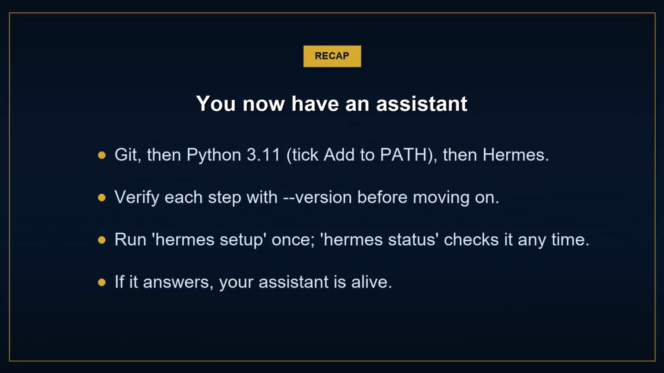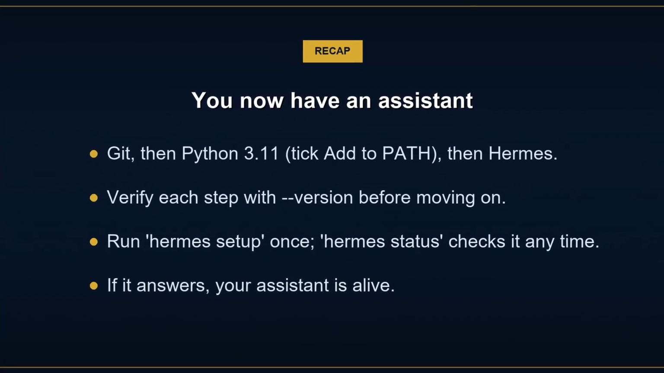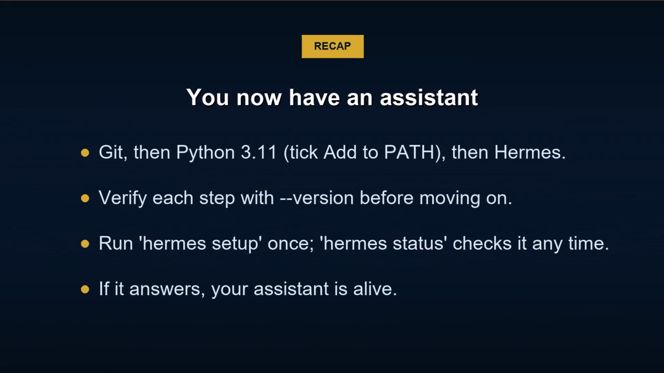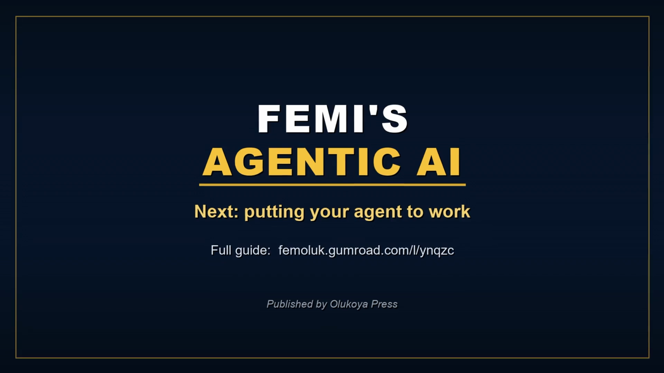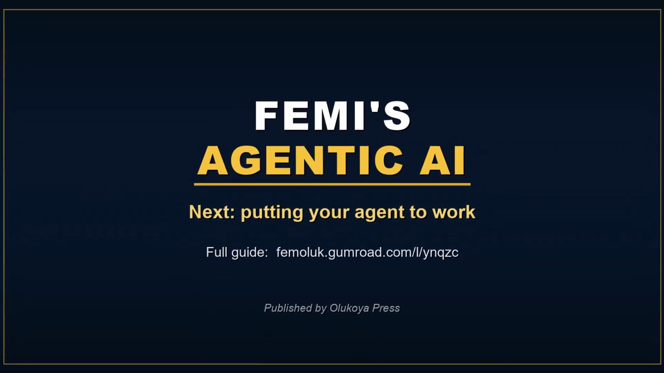Quick recap. Install Git. Then Python 3.11, remembering the add to path box. Then Hermes. Verify each step with --version before moving on. Run hermes setup once, and hermes status checks it anytime. If it answers you, your assistant is alive. That's your agent installed. Next, we put it to work.